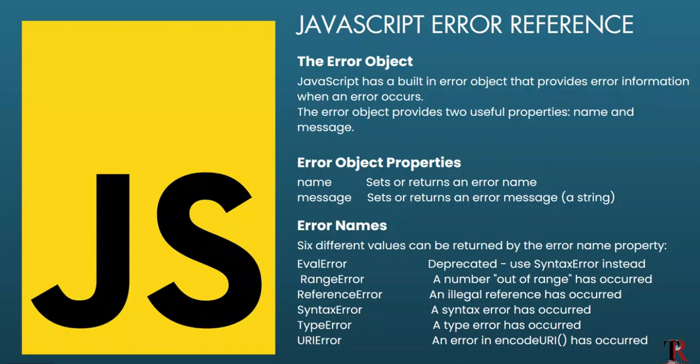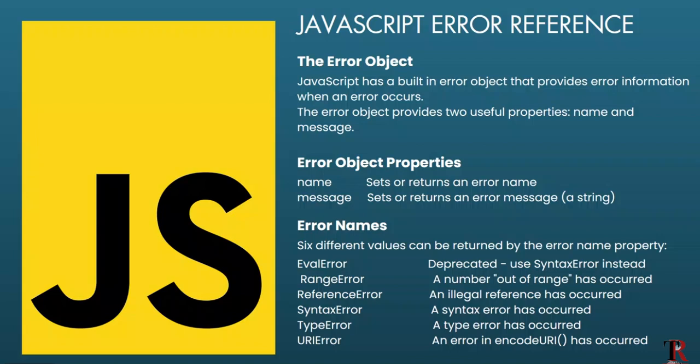The number 2 is the range error. The range error usually comes up when a number out of range issue has occurred. So if you have a number that is out of range, JavaScript will throw a range error to let you know that the number you are working with is already out of range.